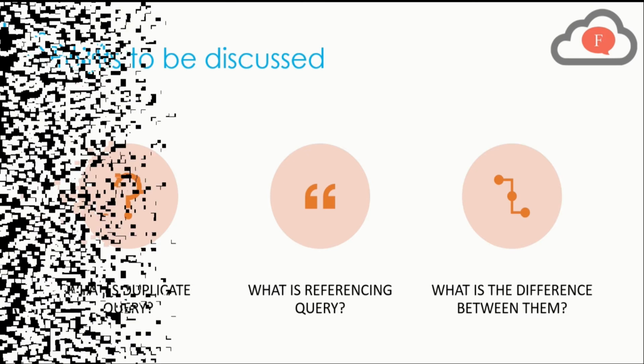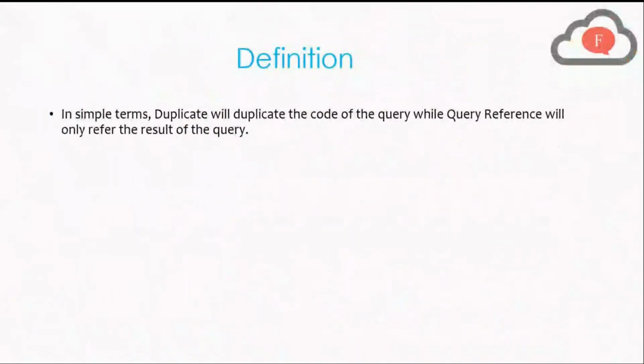Now let us go further and talk about the definition of each of them, that is, what is a reference query and a duplicate query. In simple terms, duplicate will duplicate the code of the query, while query reference will only refer to the result of the query. That means if you duplicate the query, it will only duplicate the code, while if you reference it, the result of the query will be copied.